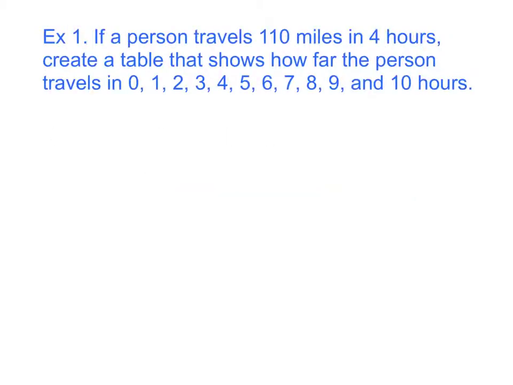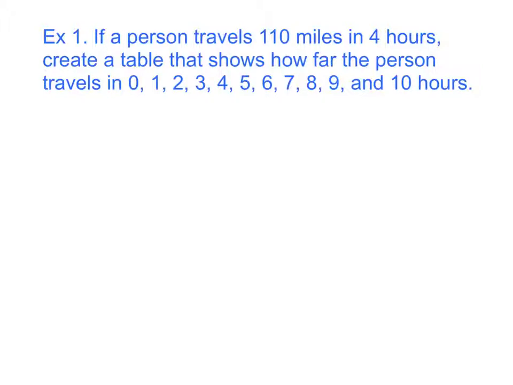Okay, example 1. If a person travels 110 miles in 4 hours, create a table that shows how far the person travels in 0, 1, 2, 3, 4, 5, 6, 7, 8, 9, and 10 hours. The cool thing about proportional relationships is that when you set them equal to 0, it's going to be 0. So both values will be 0 at the same point.